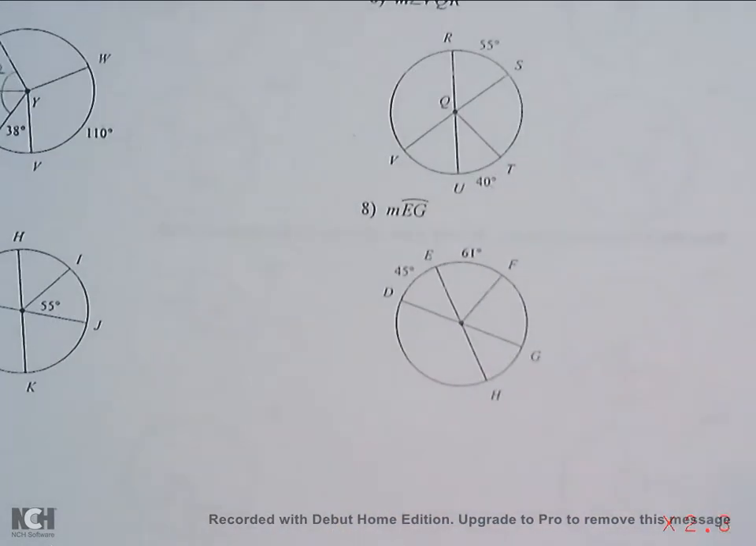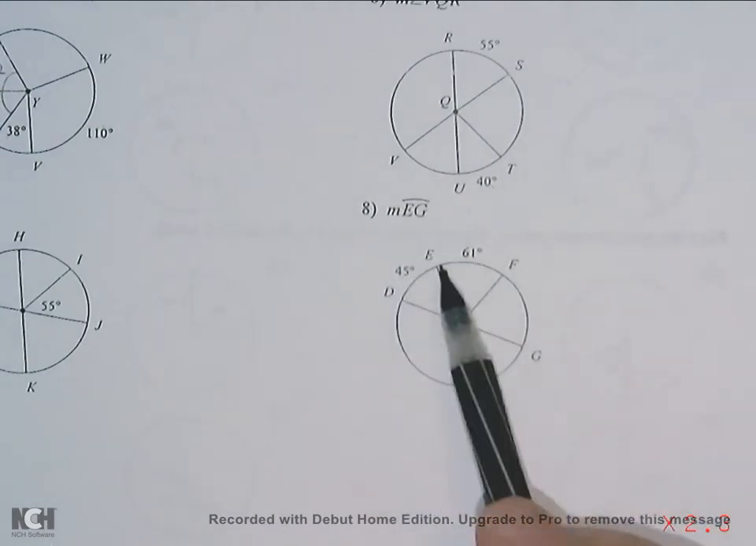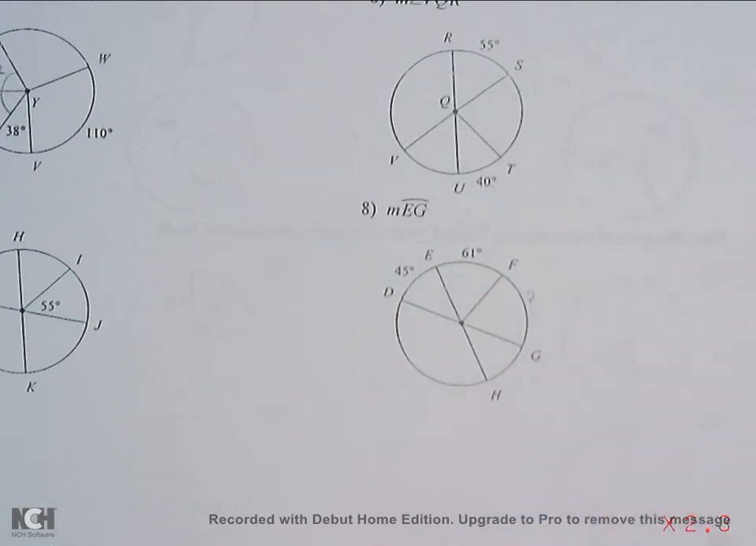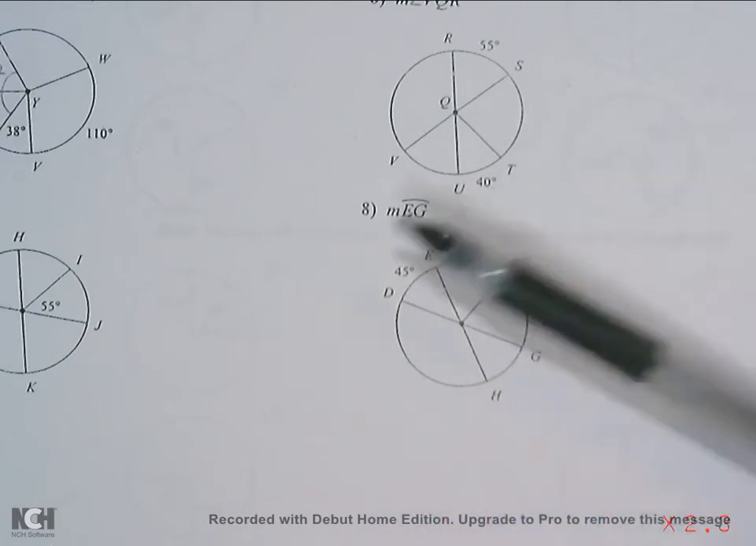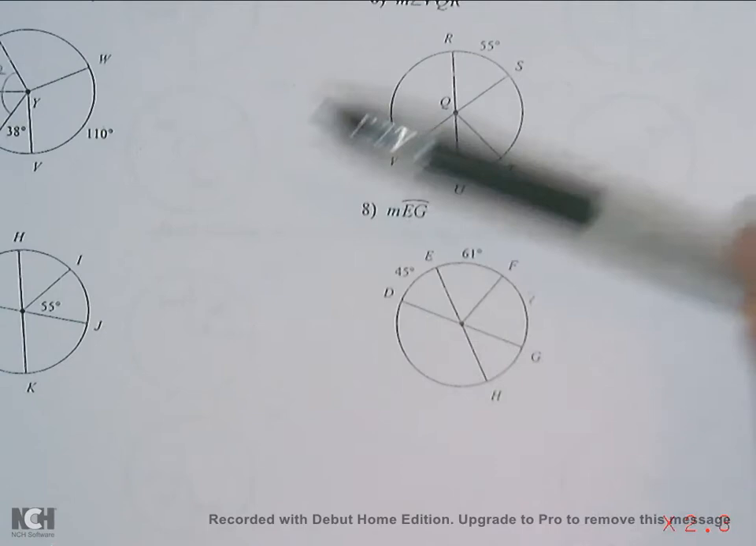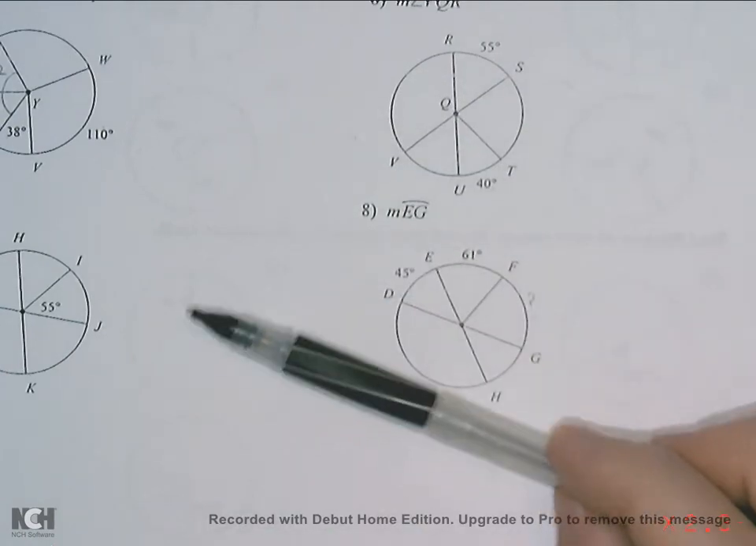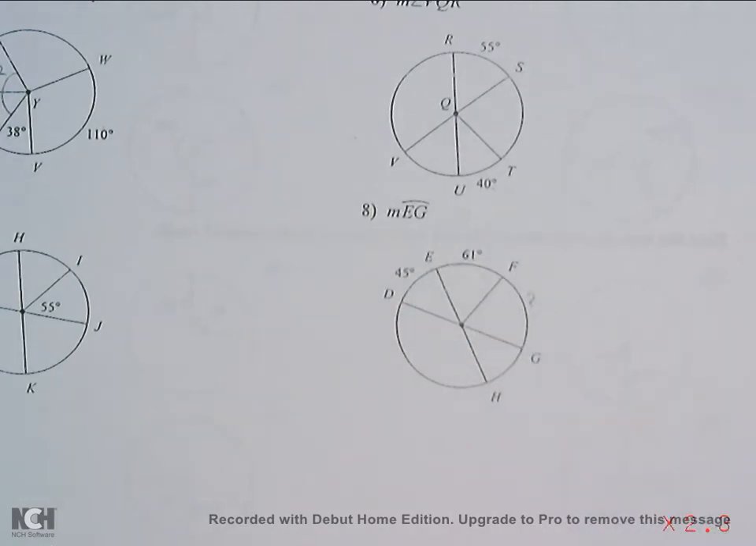Let's try another one. This one wants me to find the measure of arc EG. EG is this one right here, but I need to figure out what arc FG is first. So in the instructions it says assume the lines which appear to be diameters are actual diameters. Well, DG appears to be a diameter, which means it's cutting that circle exactly in half. So this half of the circle has to be 180 degrees. This half of the circle has to be 180 degrees. With that knowledge, I should be able to figure out what FG is, right?